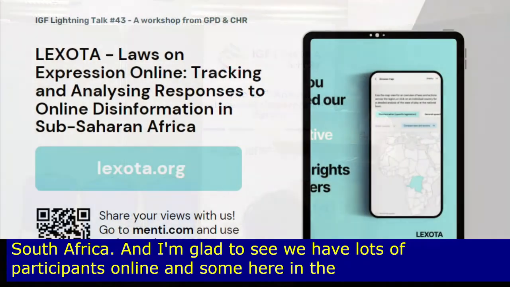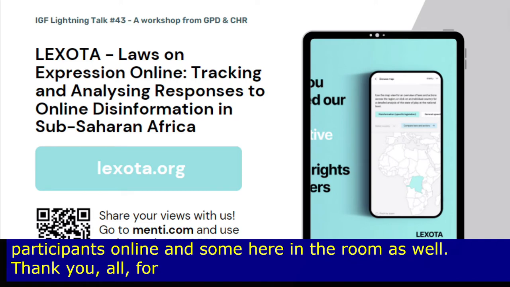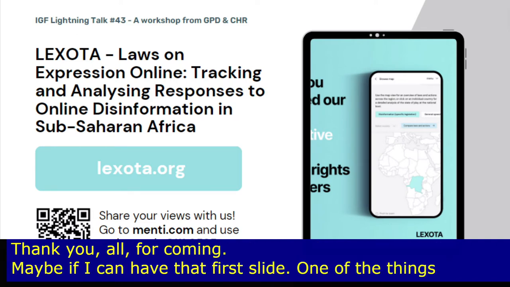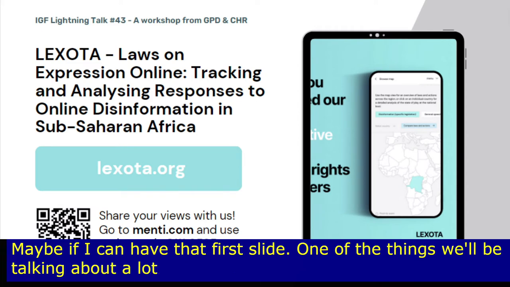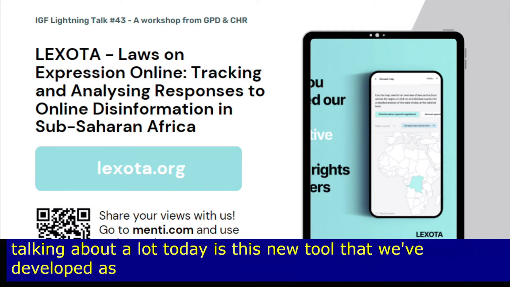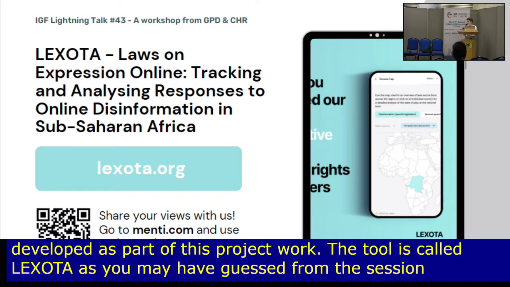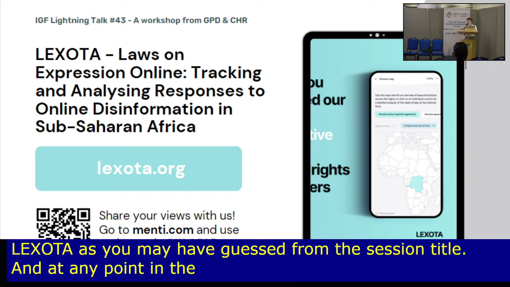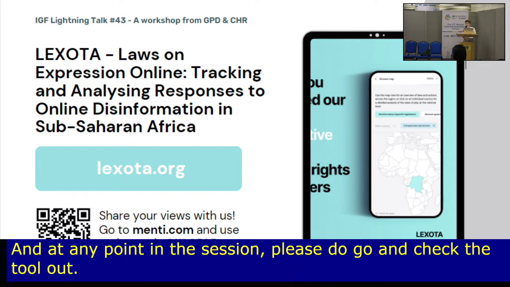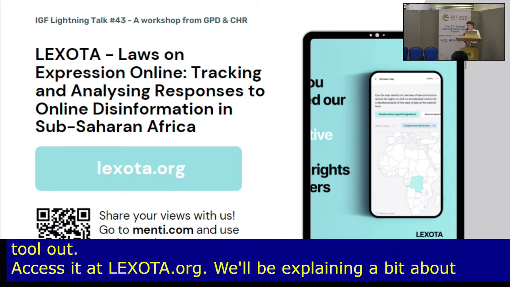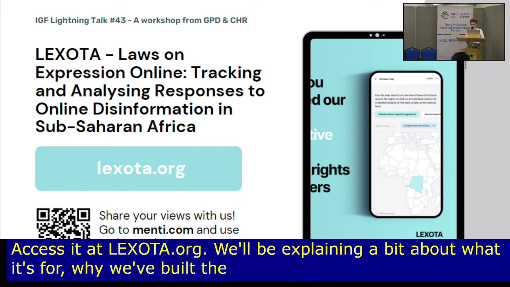One of the things that we'll be talking about a lot today is this new tool that we've developed as part of this project work. The tool is called LEXOTA, as you may have guessed from the session title. And at any point in the session, please do go and check the tool out. You can access it at lexota.org. And in the session today, we'll be explaining a bit about what it's for, why we've built the tool, and how it's being used by advocates in the region.